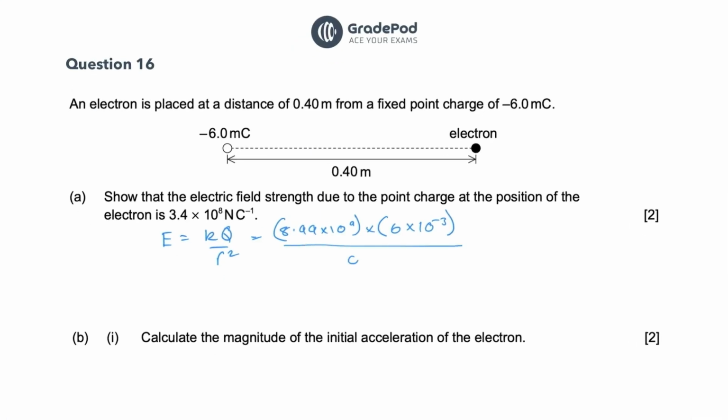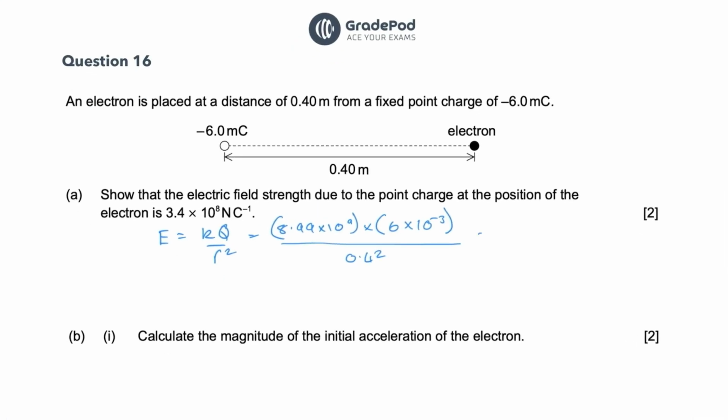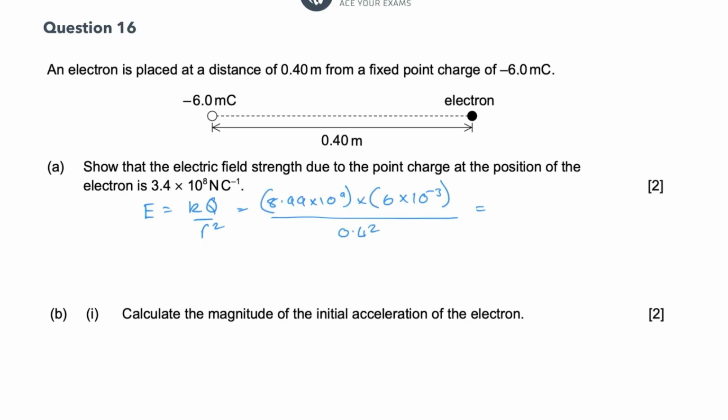And r squared is 0.4 squared. Let's plug all of that into our calculator, and that gives 3.37 times 10 to the 8 newtons per coulomb. We're going to give everything to two significant figures, so 3.4 times 10 to the 8 newtons per coulomb, which is what the question asked. B1. Calculate the magnitude of the initial acceleration of the electron.